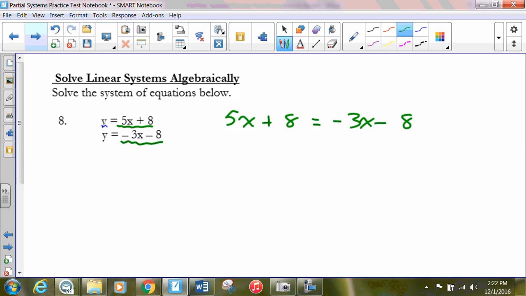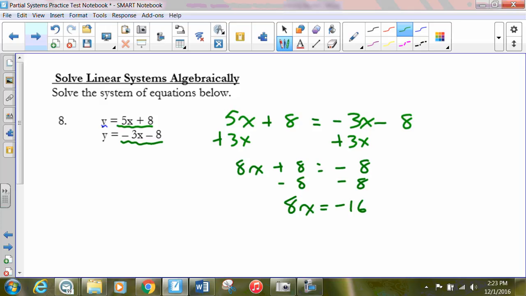All right, so we're going to go ahead and solve for x. We're going to add 3x to both sides, so we'll get 8x plus 8 equals -8. Then we'll subtract 8 from both sides, and we'll get 8x equals -16. We're almost done. We divide both sides by 8, so we'll get that x equals -2. It feels like we're done because we solved it. So we've got x equals -2.